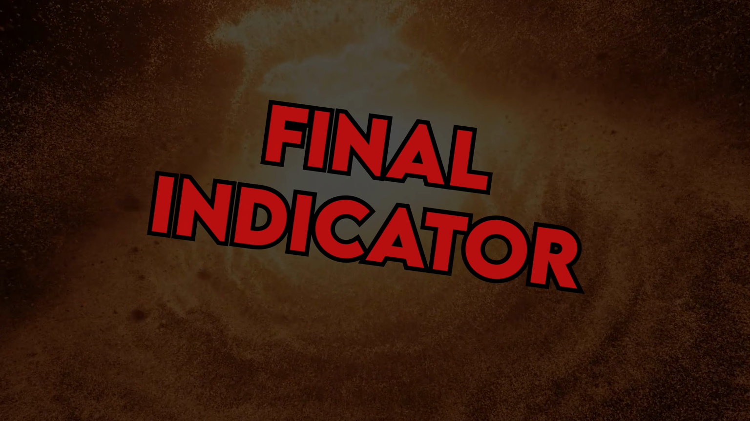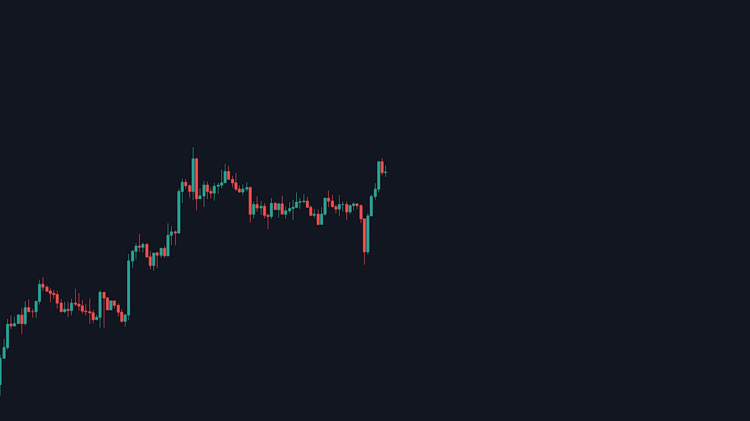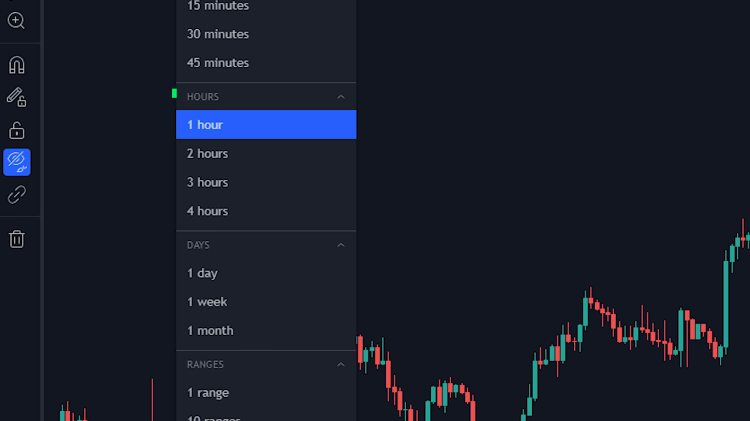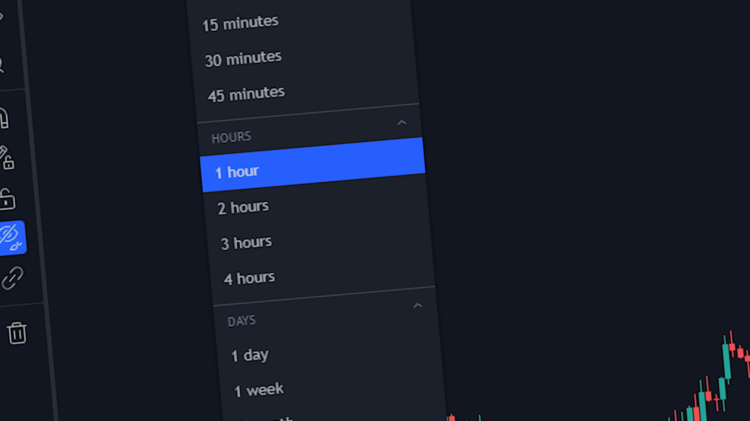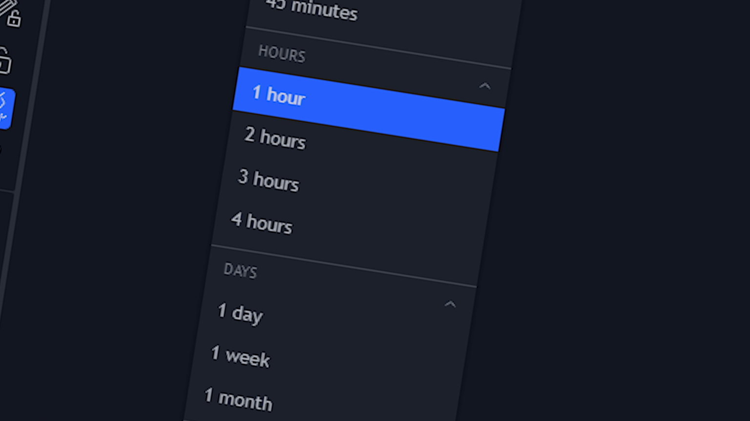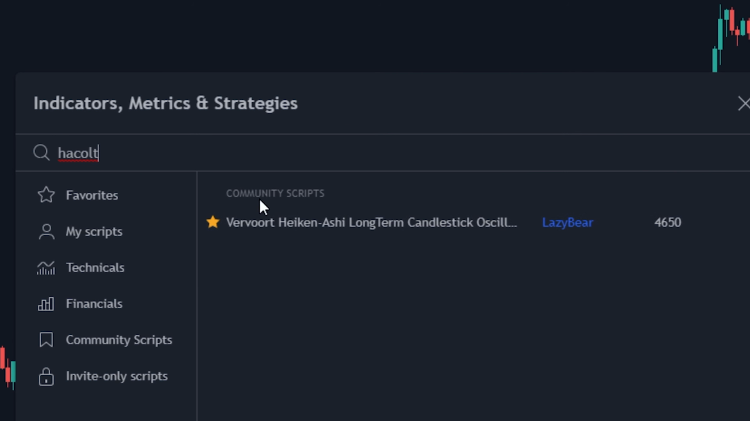Now it's time for the 4th and final indicator. This last and final indicator works wonders for long-term trades. When I say long-term, I mean a trade that is on the 1 hour time frame or higher. Just like the other indicators, the higher the time frame, the more accurate this indicator will be. Go to the Indicators tab and type in HACOLT? Yeah, this one right here.